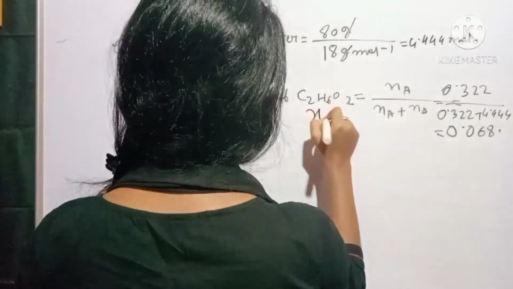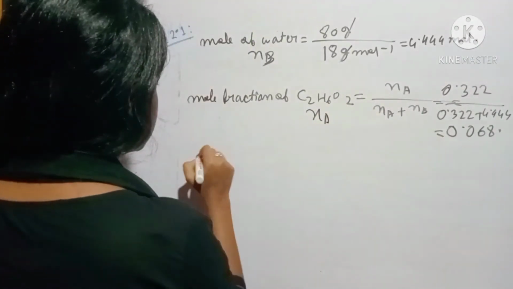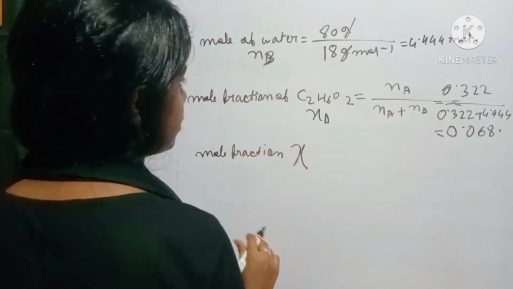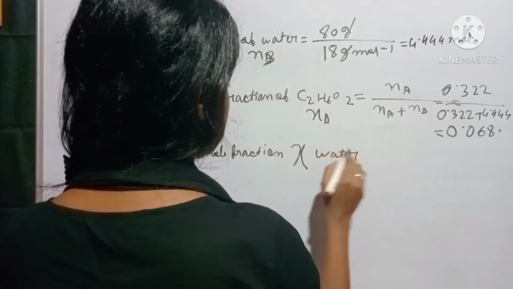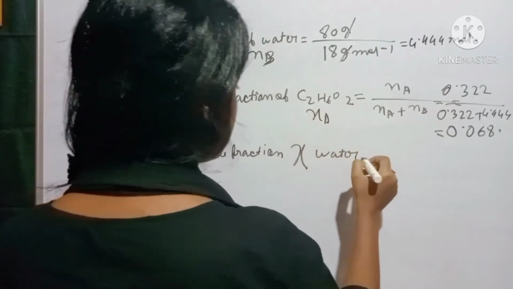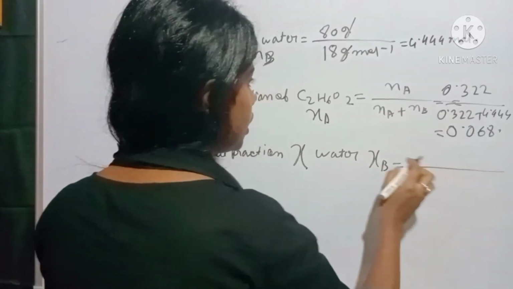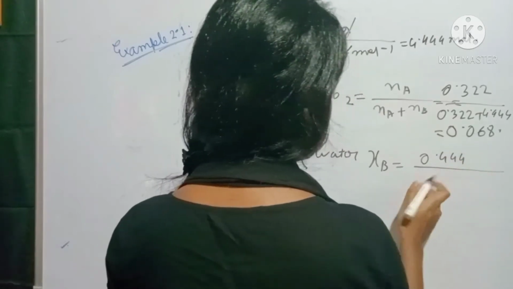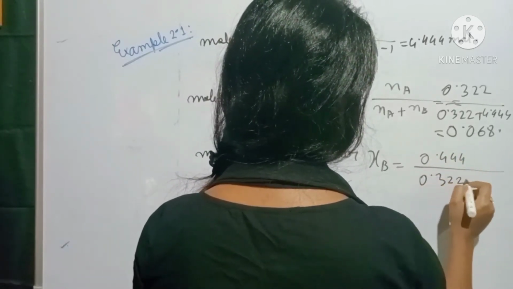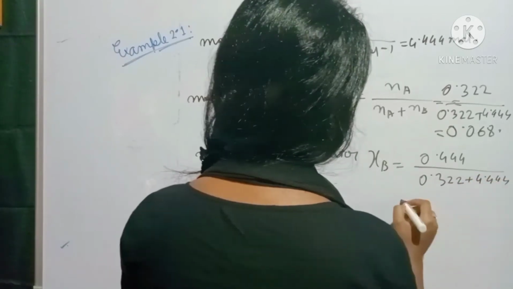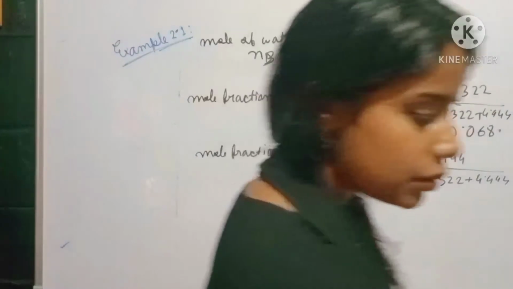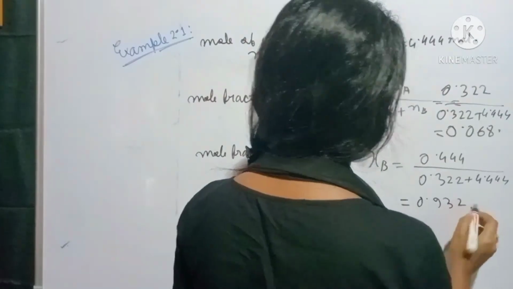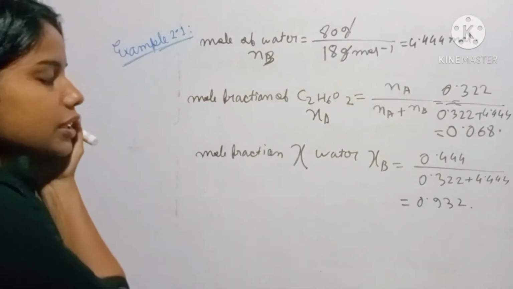Now we have to calculate the mole fraction of water. Mole fraction is denoted by X. Water is taken as B, so XB equals nB divided by the total, 4.444 divided by 0.322 plus 4.444, which is around 0.932. Okay, but there's a shortcut also here.